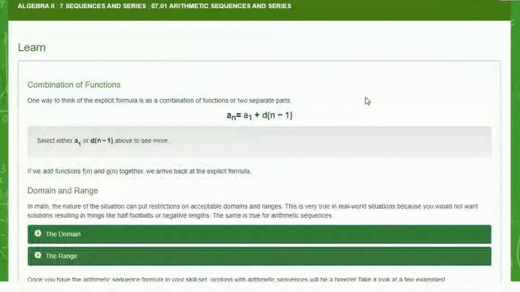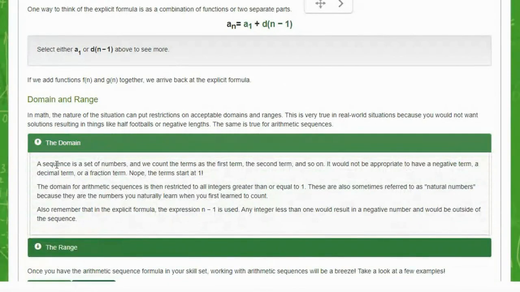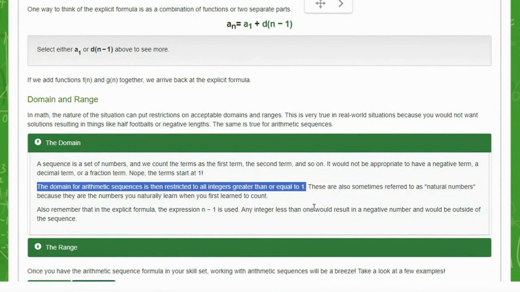So that's what they're talking about when we got on the domain and range right here. The domain, the sequence is a set of numbers, and we count the terms as the first term, second term. It would not be appropriate to have a negative term or a decimal term or a fraction term. So the terms always start at 1, first term. So the domain for arithmetic sequences is all integers greater than or equal to 1. Always.